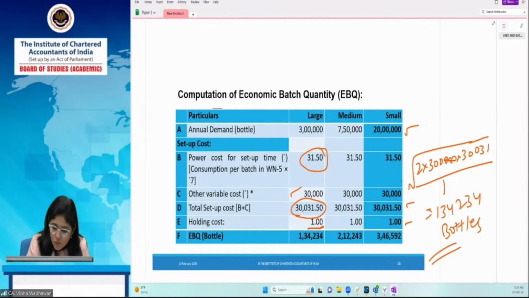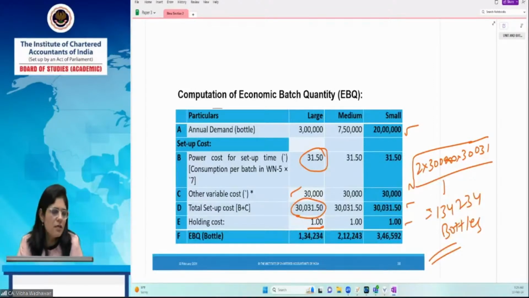That means in one lot, you should produce 134,234 bottles. In one batch, you should produce. Yeah, this is the economic batch size of the bottle. All right. So this is how the entire thing is done. Do practice it 2 or 3 or 4 times. It is a very good practice question, which is applicable for your May 24 exams as per the new syllabus.